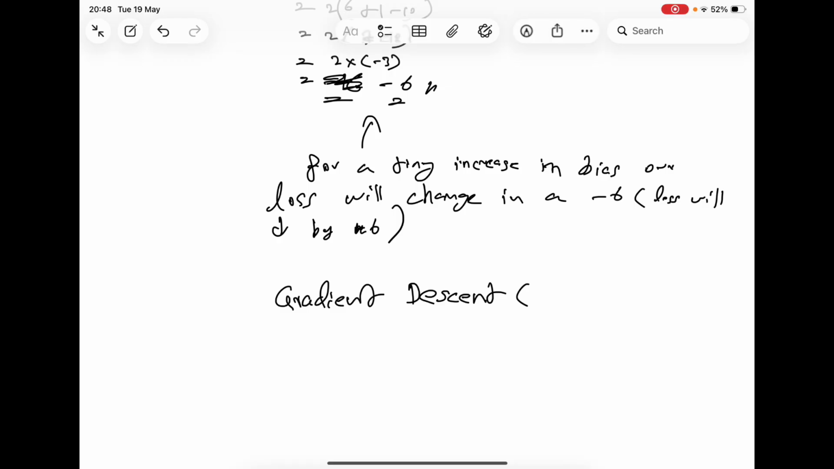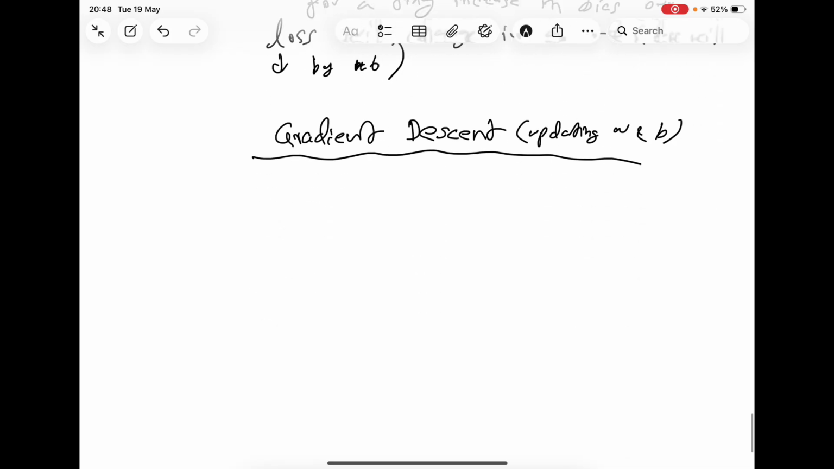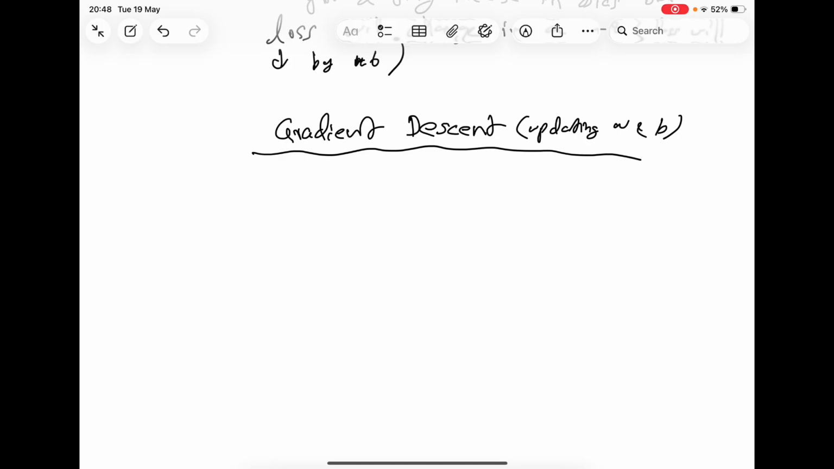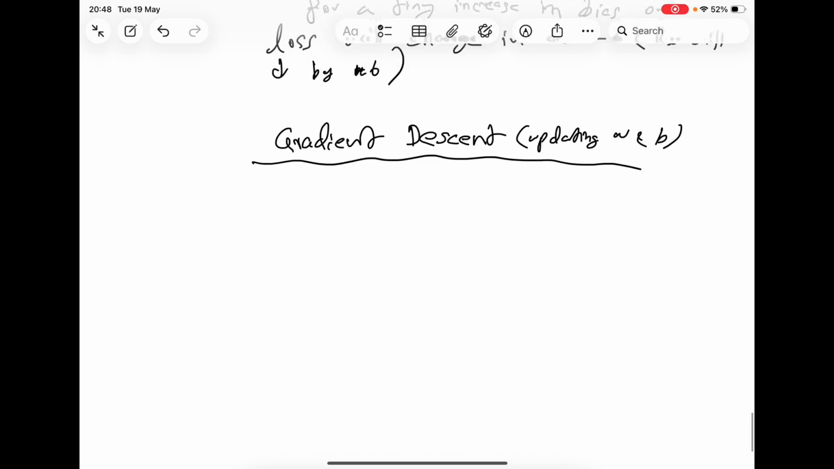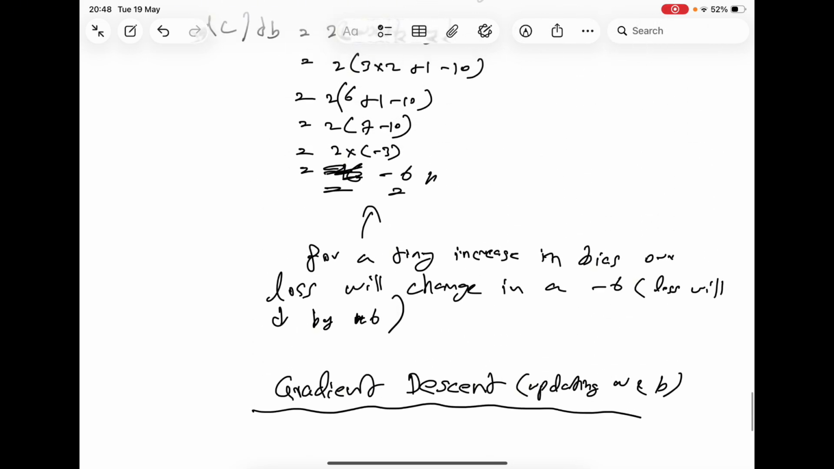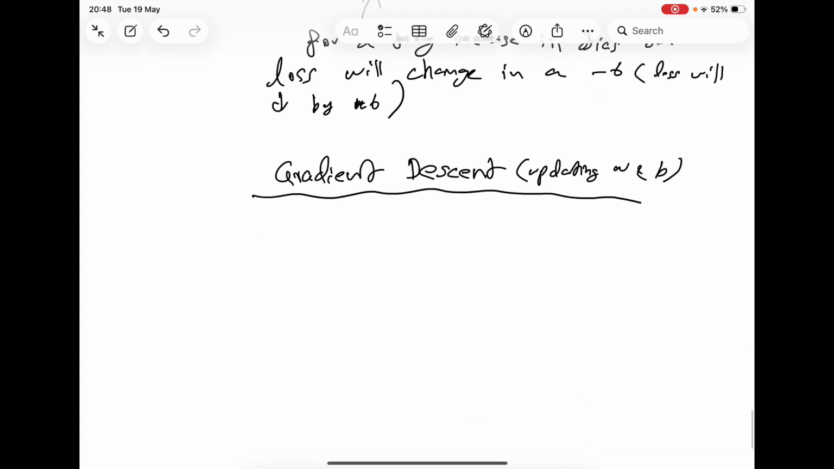Which means updating W and B. Actually, we know which direction to move W and B, right? So that's why we find the derivative of the loss with respect to W and B. So we use the formula called gradient descent to actually update them.